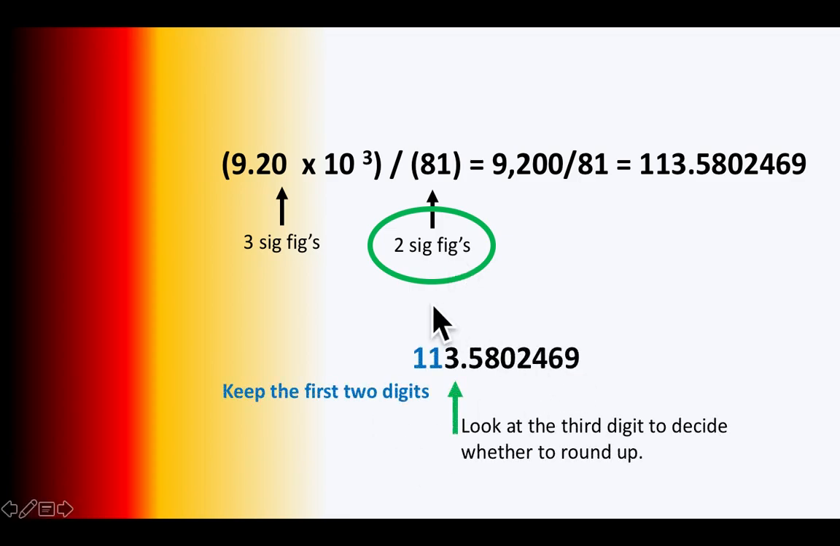So if we look at this, we're going to keep these first 2 digits, the 1 and the 1. Look at this 3 and decide whether or not the 1 stays the same here or gets rounded up. It's not large enough to round it up. This would have to be a 5 or larger, so that means that our significant figure answer for this calculation is 110.